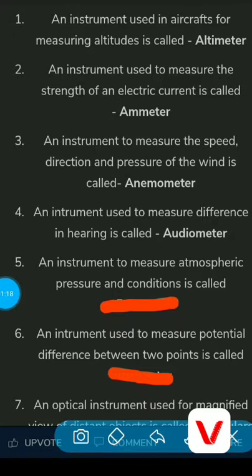The fifth question, an instrument to measure atmospheric pressure and condition. An instrument to measure atmospheric pressure and condition is called a barometer. Sixth question, an instrument used to measure potential difference between 2 points is called a voltmeter.